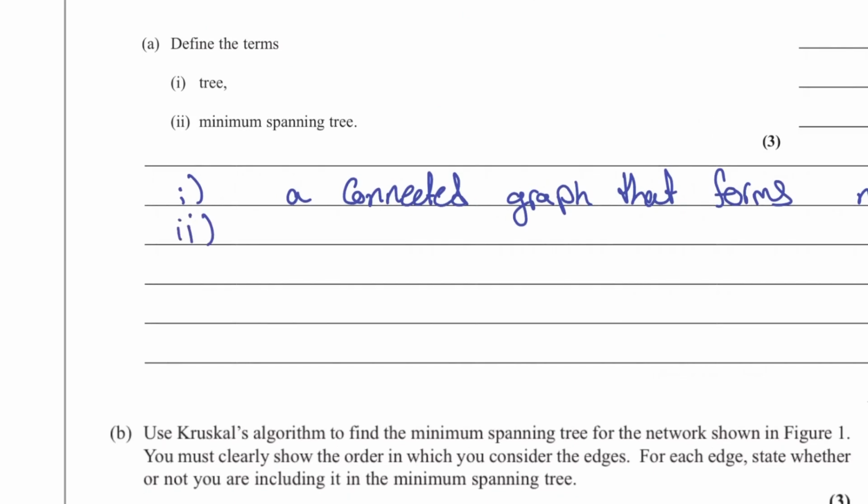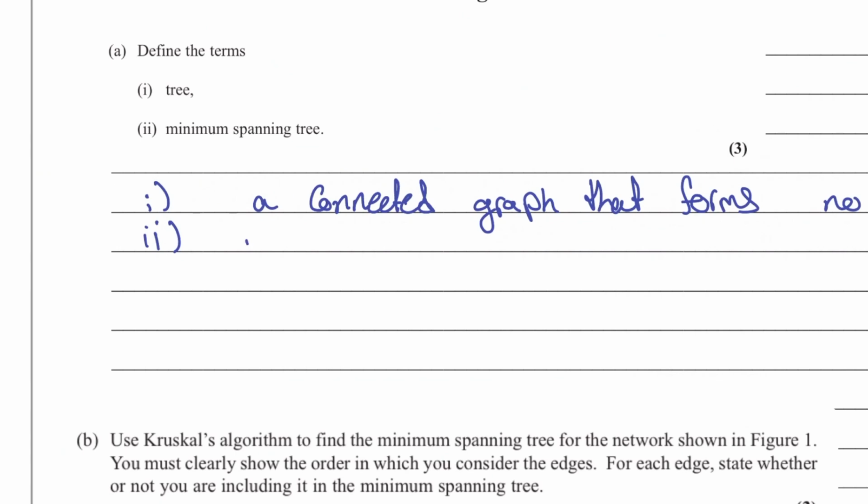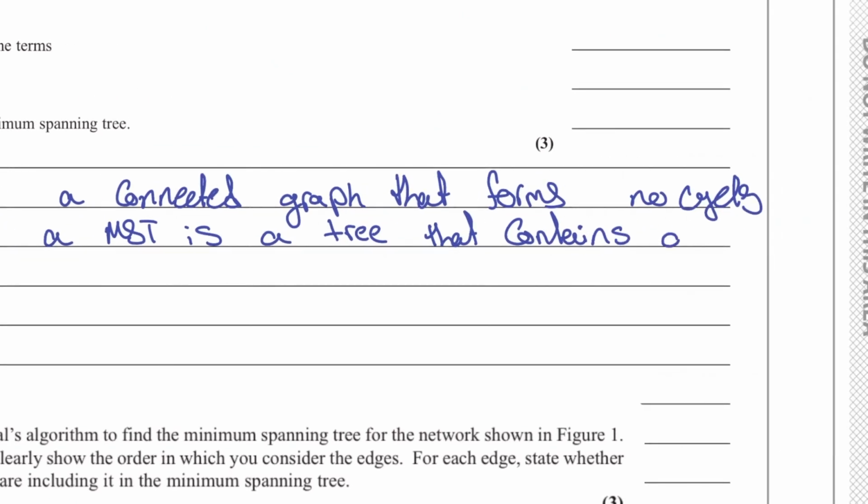And part B asks us to find what a minimum spanning tree is. So a minimum spanning tree is basically the same thing as a tree, but it contains all vertices possible that have the total length of its arcs the smallest as possible, so like the least possible values. So let's just define this again. A MST is a tree that contains all vertices.